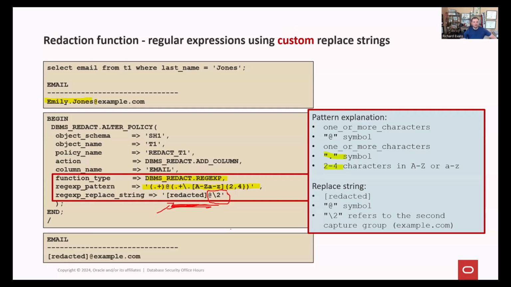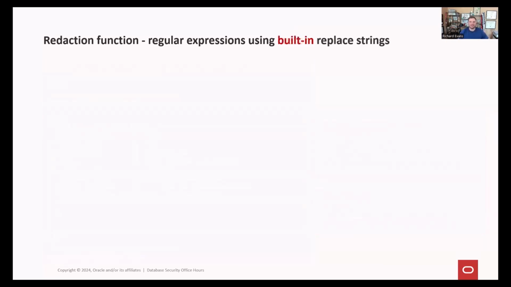Okay. So we go from emily.jones@example.com to redacted at example.com. And again, you can choose to give it something else. You could say no reply at yourdomain.com. You could leave it as emily.jones and change the domain. Kind of however you want to use it. It's up to you. Regular expressions, again, kind of a love-hate relationship there, but if you're comfortable with them in a Linux environment, then you'll probably be comfortable with them here in regular expression redaction as well.